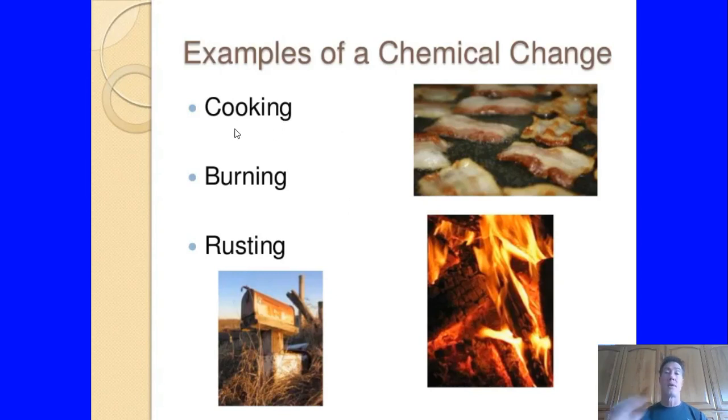Obviously, you can reverse the state of water. Right? If you make it colder, it goes to ice. If you make it warmer, it melts. And you can convert back and forth depending on the energy. But it's very tough to go from cooked bacon back to uncooked bacon, or from burned wood back to unburned wood, or rusted iron back to unrusted iron. Those chemical changes, they tend to be one way. They tend to be somewhat irreversible.